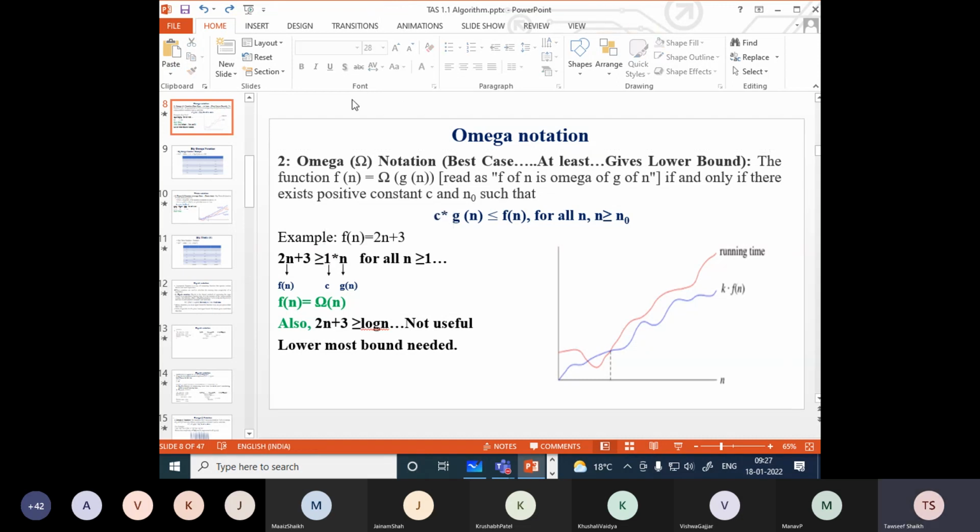Like in the big O case, it should be an upper bound but least in nature. Here it should be maximum but a lower bound. The opposite terminology. And since 2n plus 3 here is less than or equal to, or we can say, 1 into n is greater than or equal to 2n plus 3, so this function is omega n.